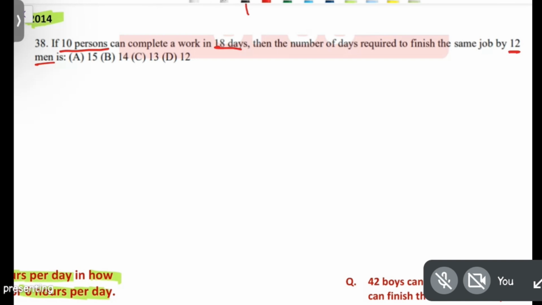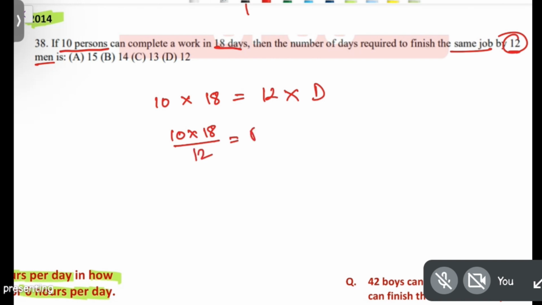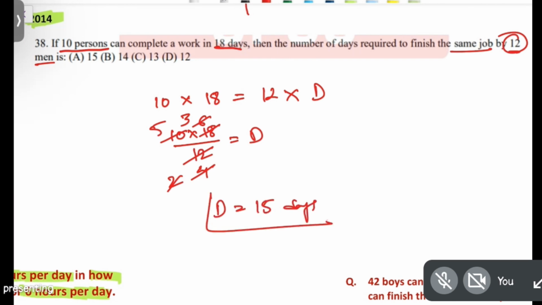So you just directly use how many men. We have 10 men working for how many days? 18 days. And next, we need for the same job 12 men required, and we also find how many days they will take. So 10 into 18 divided by 12 is equal to D. So which means 3 6s are 18, 3 4s are 12, 2 2s are 4, 2 5s are 10, and 2 3s are 6. So D is nothing but 5 3s are 15 days. So the days required is nothing but 15 days.